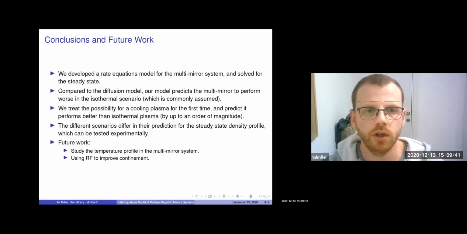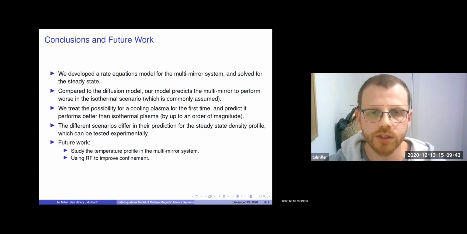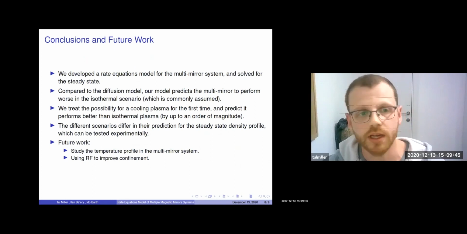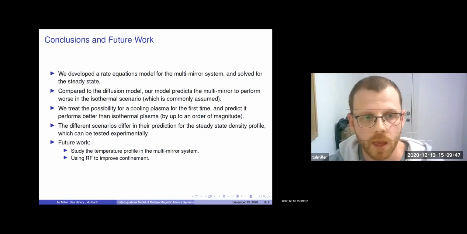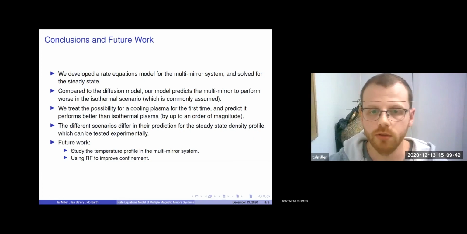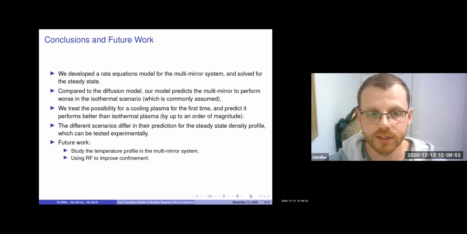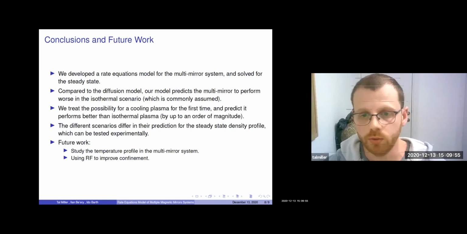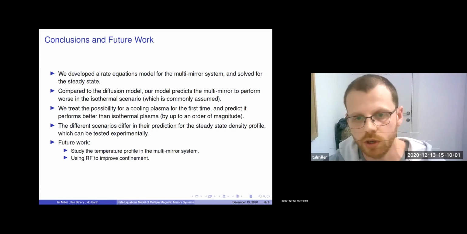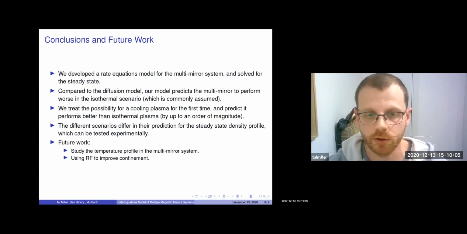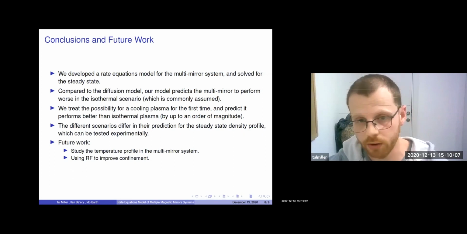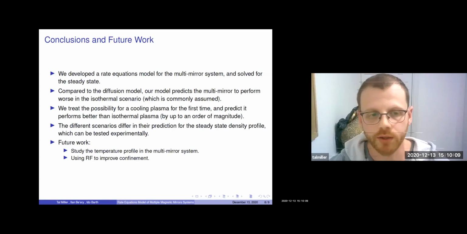So to conclude, we developed a rate equations model for the multimirror system and solved for the steady state. Compared to the diffusion model, our model predicts that the multimirror system performs worse in the isothermal scenario, which is commonly assumed. We treat the possibility of a cooling plasma as it flows for the first time and predict it performs better than the isothermal plasma, and by better I mean by up to an order of magnitude.